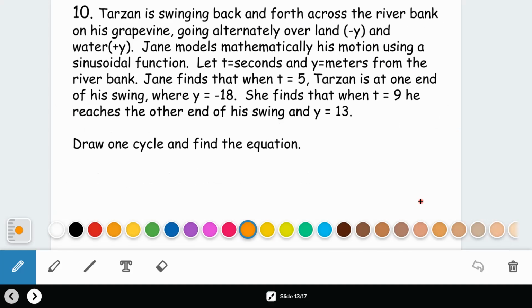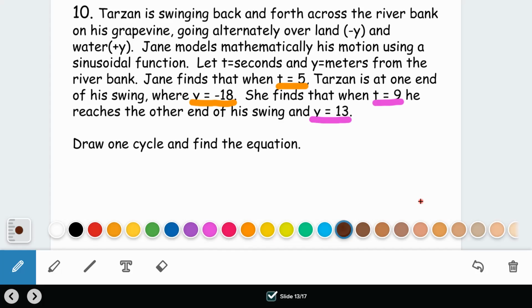Okay, so in this situation, this is the Tarzan problem. We've kind of seen this before, so let's pay attention to what's happening. When we have this problem, Jane is starting the stopwatch at 5 seconds. Tarzan's at y equal -18. At 9 seconds, we're at y equal +13. That is our high and our low.